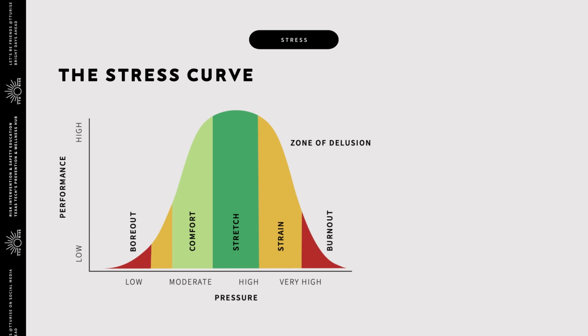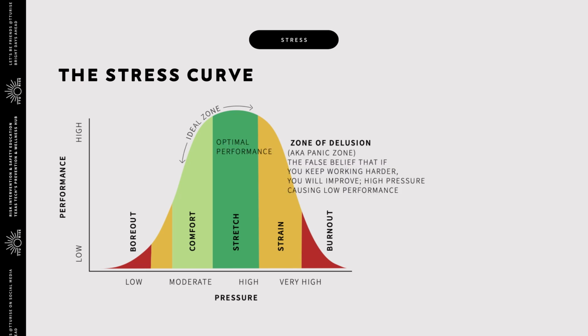However, if that pressure gets too high or stays really high for too long, then your performance declines dramatically, and then you reach this strain or burnout section. We do see a lot of strain and burnout at the end of semesters near finals time. As I mentioned, this green area of stretch and comfort is the ideal zone that you want to operate in. And this requires a balance of pressure and performance.